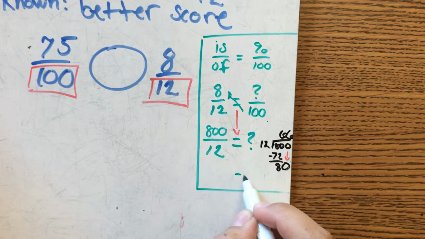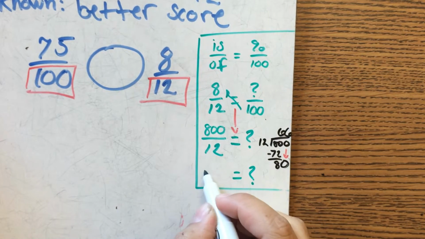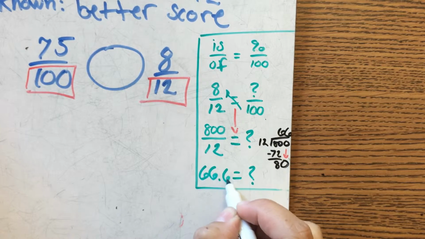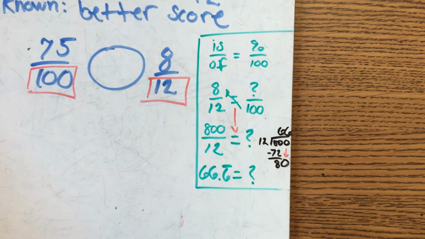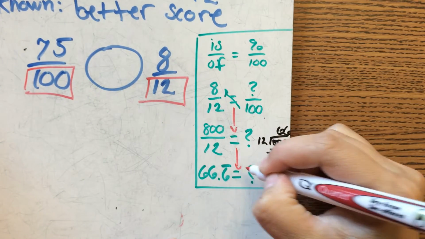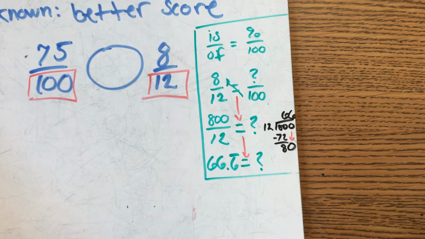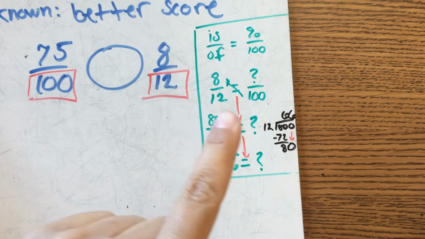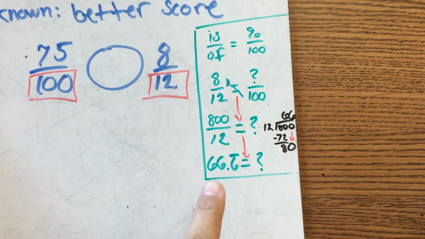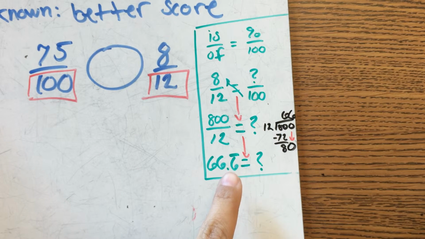And in math terms, when a decimal keeps going like that, we have a symbol. We put a little line over top. The line over top means it keeps going on forever and ever. So the question mark is 66.6 repeating. Now I have this in a fraction with a denominator of 100. Question mark percent. We solved for the question mark.